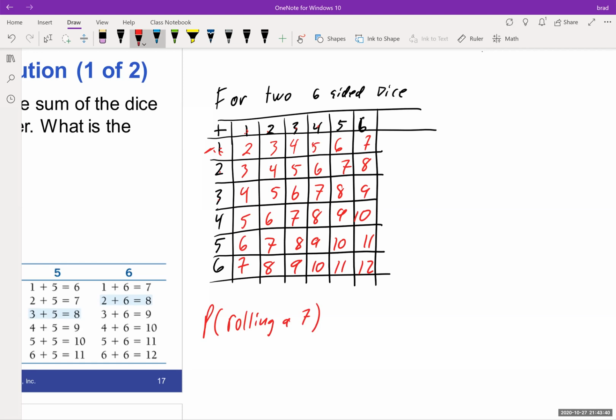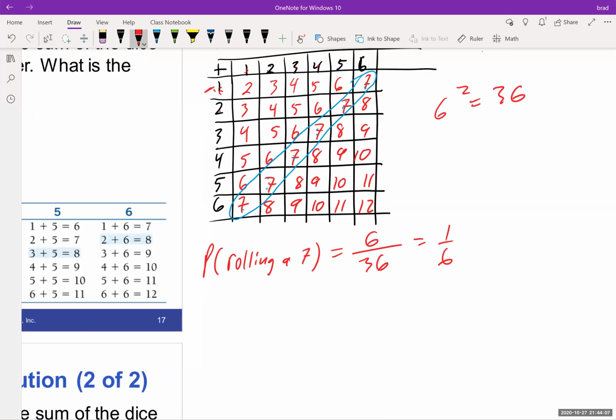So here's my 7, 7, 7. See this diagonal line right here? I'm going to circle all of these in red. Those are all the possible ways I can roll a 7. 1, 2, 3, 4, 5, 6. So there are 6 ways out of 6 squared, which is 36. So our sample space has 36 elements in it. So this is 1/6.